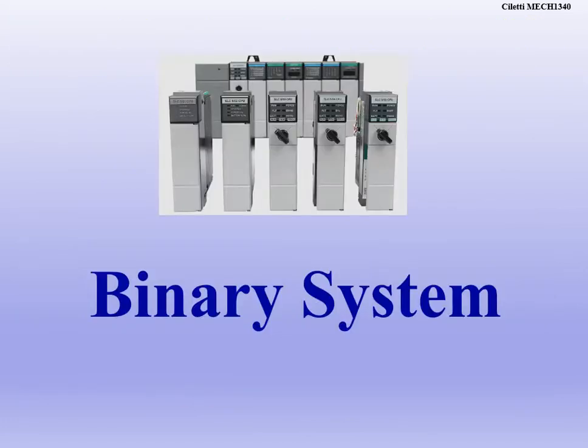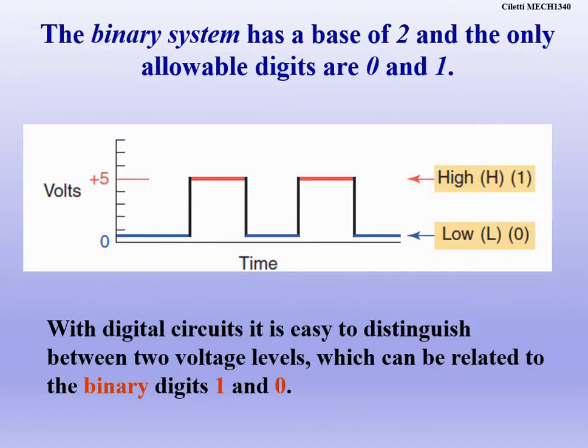The other one is going to be the binary system. We've done a lot with binary already, but remember, binary has a base of 2 because there are only 2 digits in the binary system, 0 and 1. For us, it means on or off, 0 volts or 5 volts.